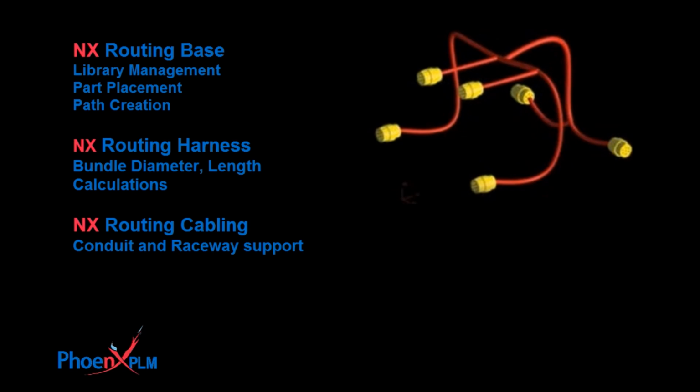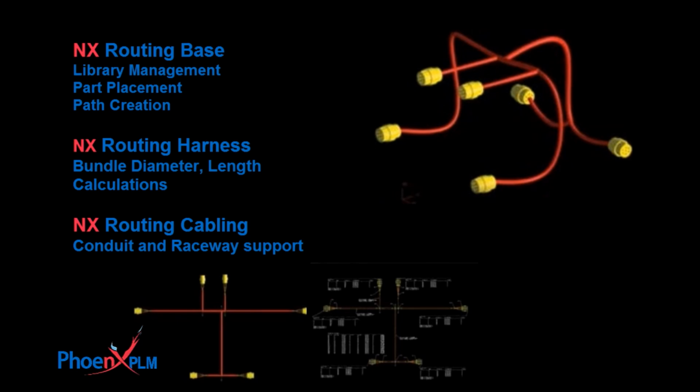The first module is NX Routing Base. This includes the general capabilities to place parts, manage libraries with path creation and editing functions. NX Routing Harness allows for the importing of net lists, calculating bundle diameters and wire lengths. It can identify minimum bend radius violations and produce design and manufacturing documentation such as formboard.